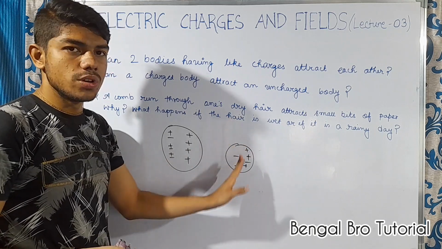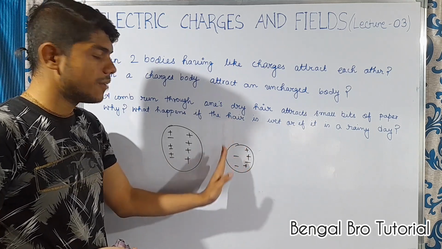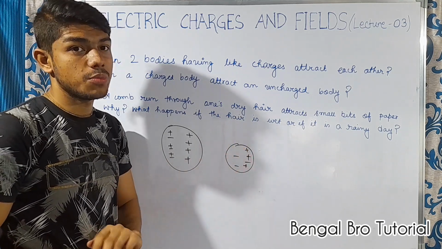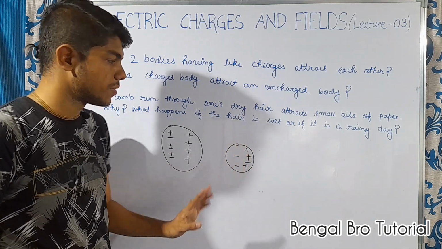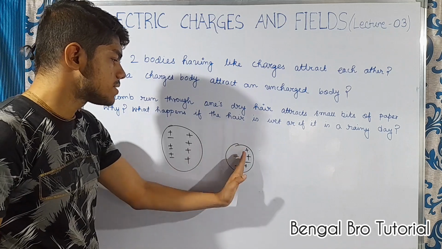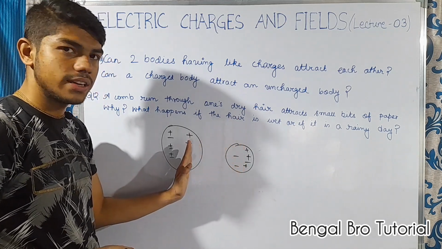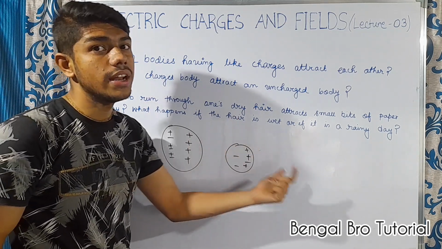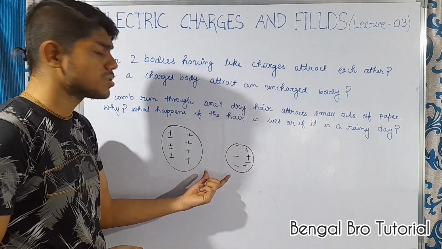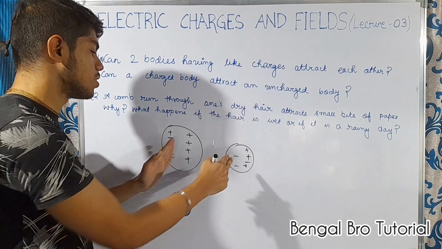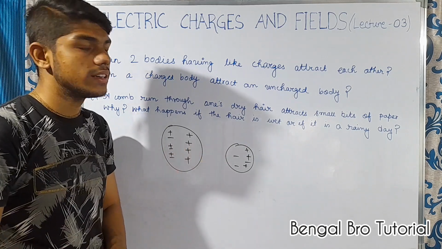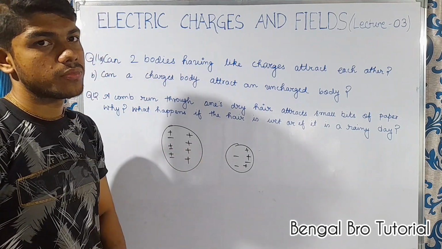Now this body has two regions. One half is negatively charged and the other half is positively charged. But still the overall charge in the body is neutral only. Okay, so this region will get attracted and the other region will get repelled. But the force of attraction will be more compared to the force of repulsion and eventually the two bodies will get attracted towards each other.